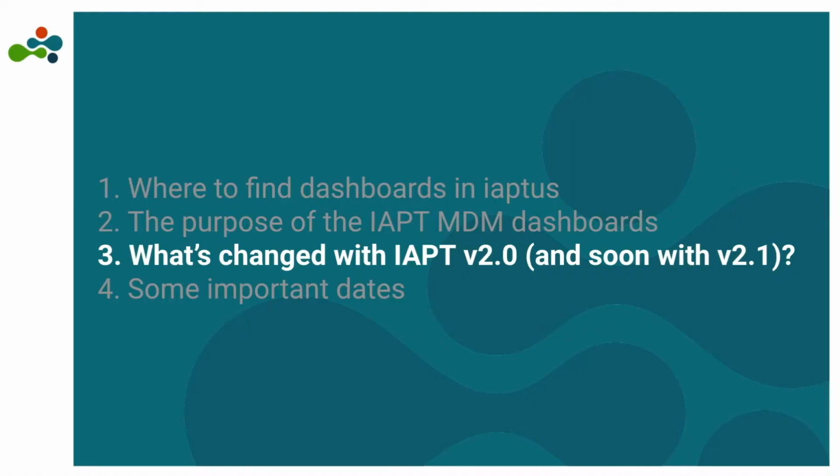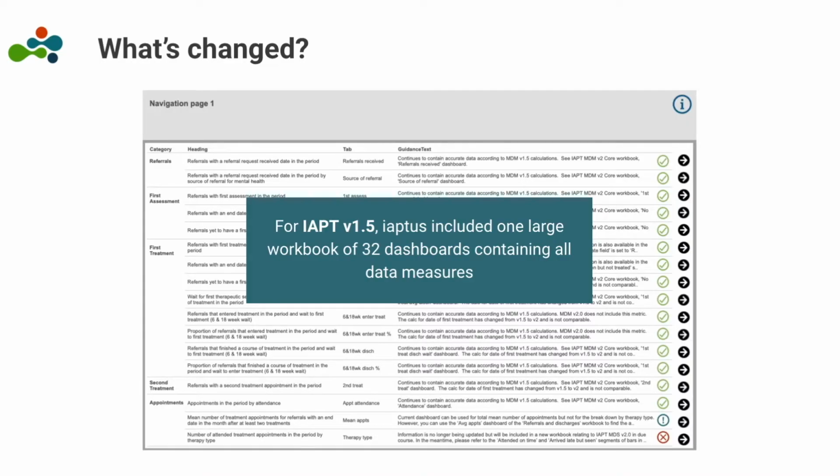What's changed with IAPT v2 and soon with v2.1? In v1.5, we provided a single IAPT MDM workbook with 32 dashboards covering the 176 monthly data measures. With the implementation of v2, the calculations in the old workbook are now obsolete. We are no longer maintaining this workbook, and it should not be used for replicating national reporting.